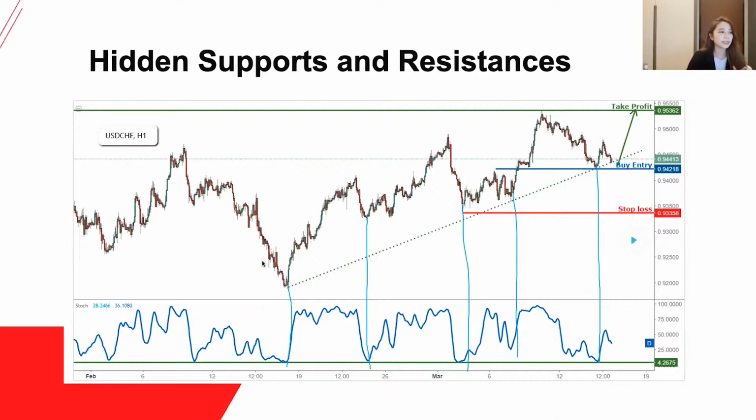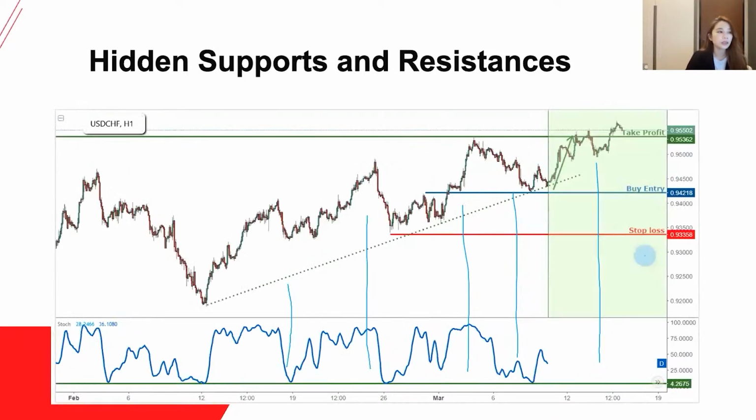Right, so we are seeing that these few touch points that bounce off the upward trend line are also bouncing off your invisible support, which is at 4.2675, which is way below our 20 mark that we were looking at before. So you can see that.